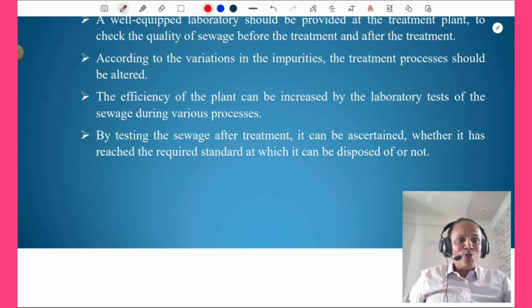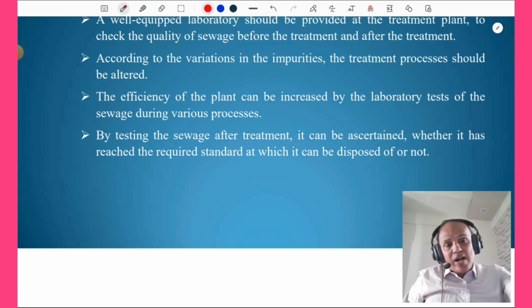There are rules and regulations of the local bodies, and to meet those rules and regulations, it is very important to decide whether the quality of the sewage is as per norms or standards or not. So that's why the laboratory is required. Okay.